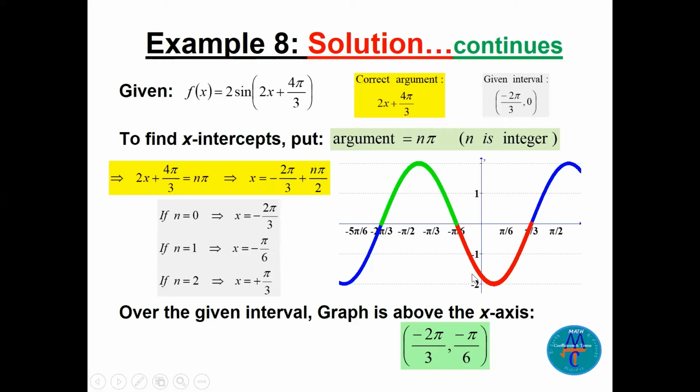As I mentioned, the red one is one period, from minus 2 pi over 3 to pi over 3. The blue is the whole graph. Now, what is the green? Above the x, on the given interval, minus 2 pi over 3 to 0, see? So what is above the x? From minus 2 pi over 3 until minus pi over 6. So these two x-intercepts here, that's above the x-axis.